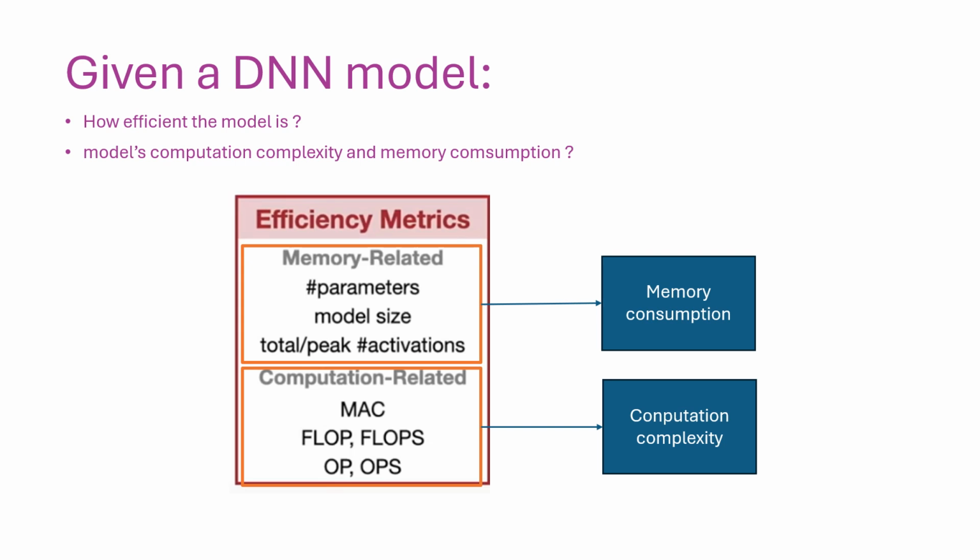Another thing memory related is the total activation or peak activation. Total activation is mainly concerned in the training process because we need to save all the activation for backpropagation, and peak activation is mainly concerned in the inferencing.